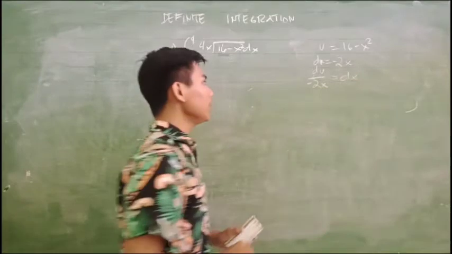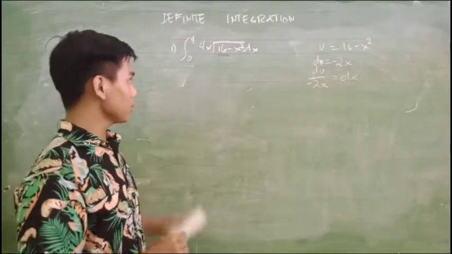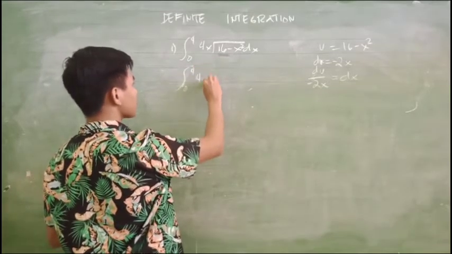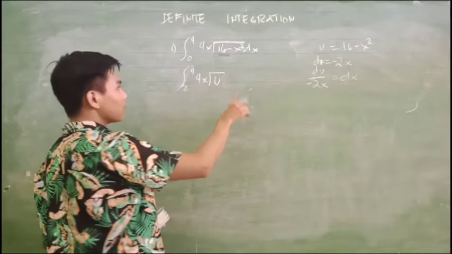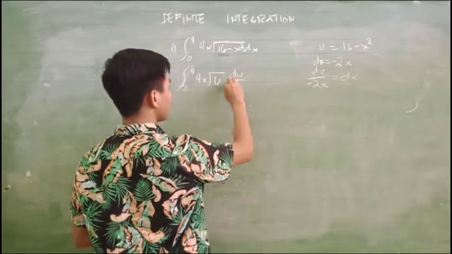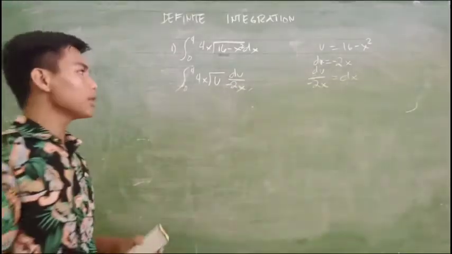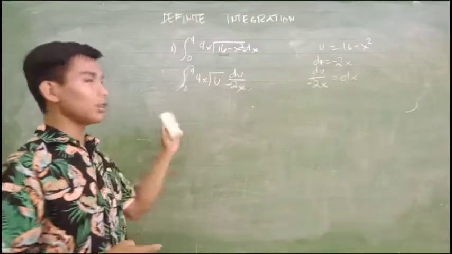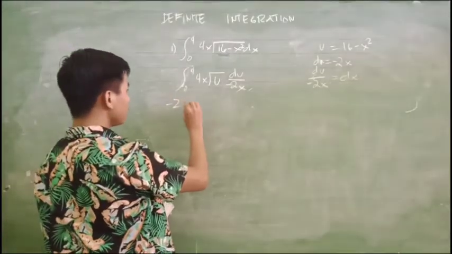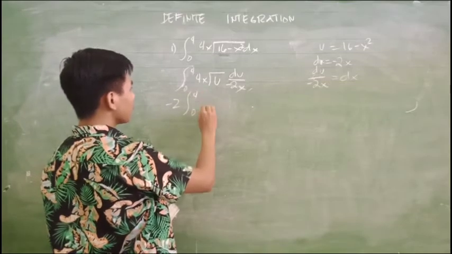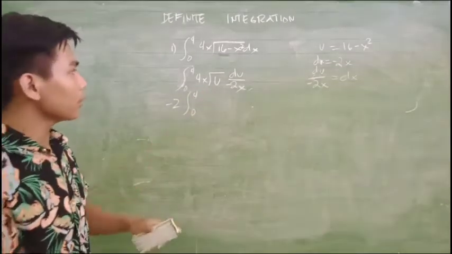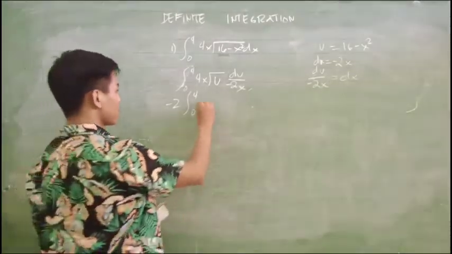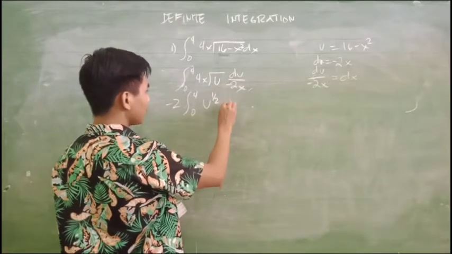So after obtaining the values, we can now substitute them to the function. So integral from 0 to 4 is 4x square root of u, and our dx would be du over negative 2x. Notice that we can simplify 4x and negative 2x to negative 2, and since negative 2 is constant, we can move it to the front. So this would be negative 2, integral from 0 to 4. So our square root of u can be simplified to u raised to 1/2 to make it easier to solve. So this would be u raised to 1/2 du.